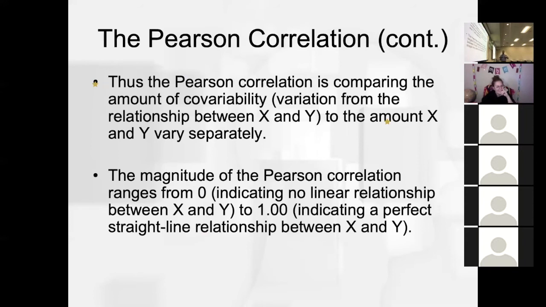All right, so given what we just talked about, the Pearson correlation is comparing the amount of covariability, how much they vary together, to the amount that X varies and Y varies separately. How much they vary together and how much each of them varies independently. So again, just to reiterate, the magnitude of that Pearson correlation ranges from 0, indicating no relationship, or at least no linear relationship, between X and Y, to 1, that could also be a -1, indicating a positive or negative perfect straight line relationship between X and Y.